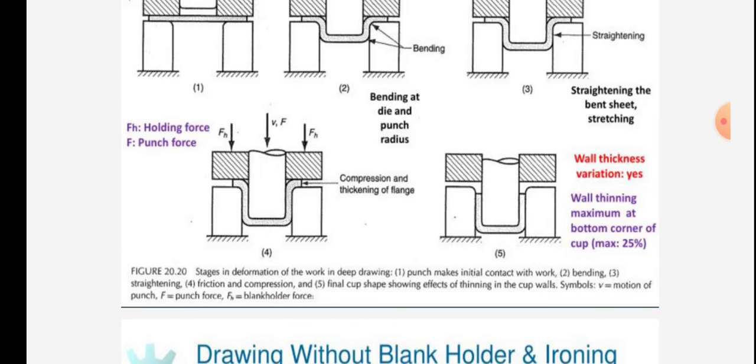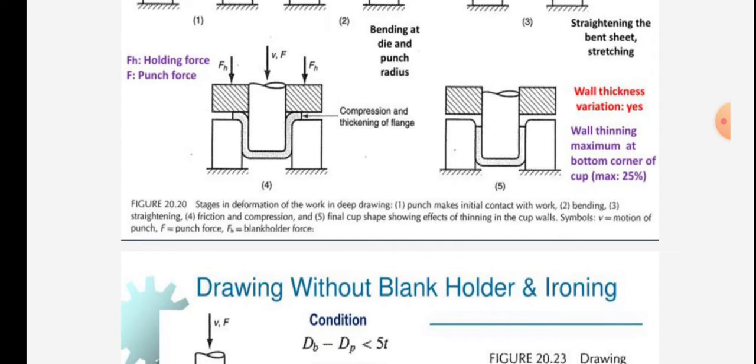In figure 4, compression and thickening of the flange is given. And in fifth figure, wall thickness variation is S. Wall thinning maximum at bottom corner of curve, maximum is 25%. Figure shows stages in deformation of the work in deep drawing.